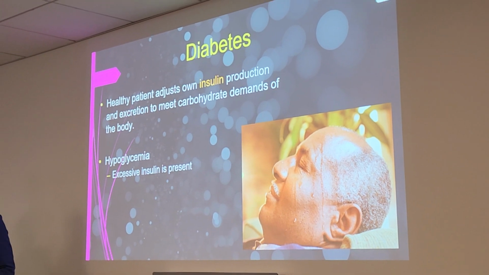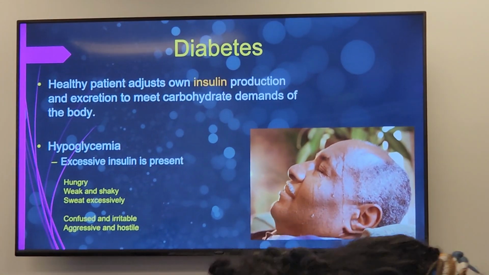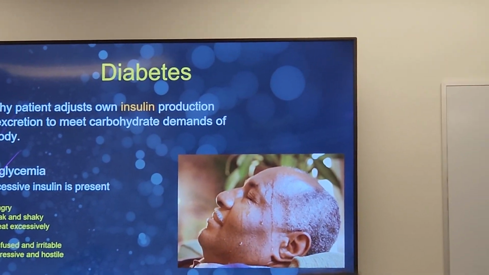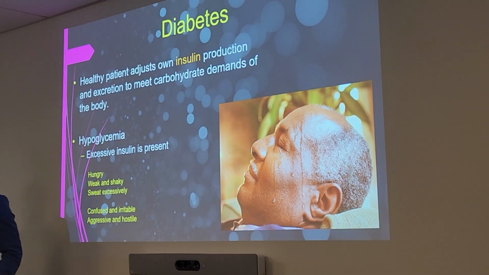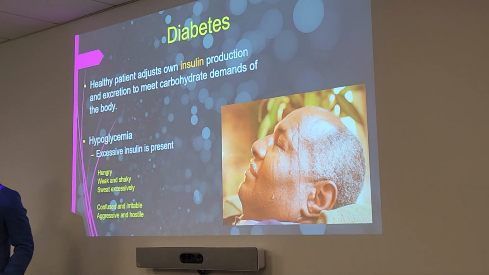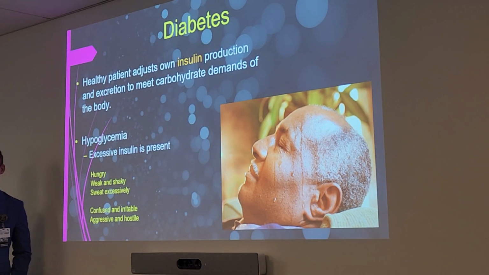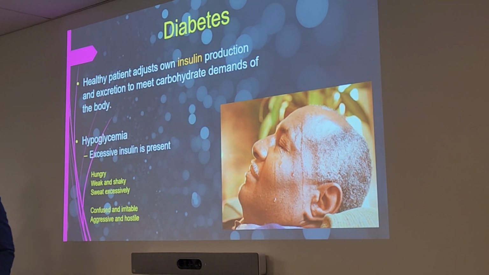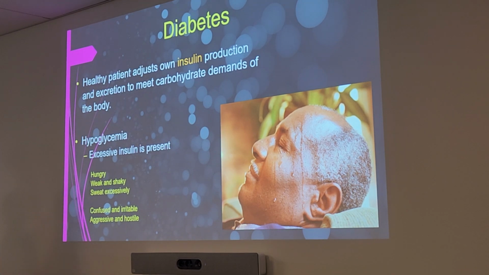All right, diabetes. Our healthy patients are going to be in control of their insulin production and excretion to meet carbohydrate demands of the body. This is what we're dealing with in diabetes. If we have someone who's hypoglycemic, that means they have excessive insulin in the body. Their conditions are often hunger, being weak and shaky. They sweat a lot, diaphoresis, as Jay said. Being confused and irritable, and of course aggressive or hostile. Those are all normal behaviors for someone who's hypoglycemic.